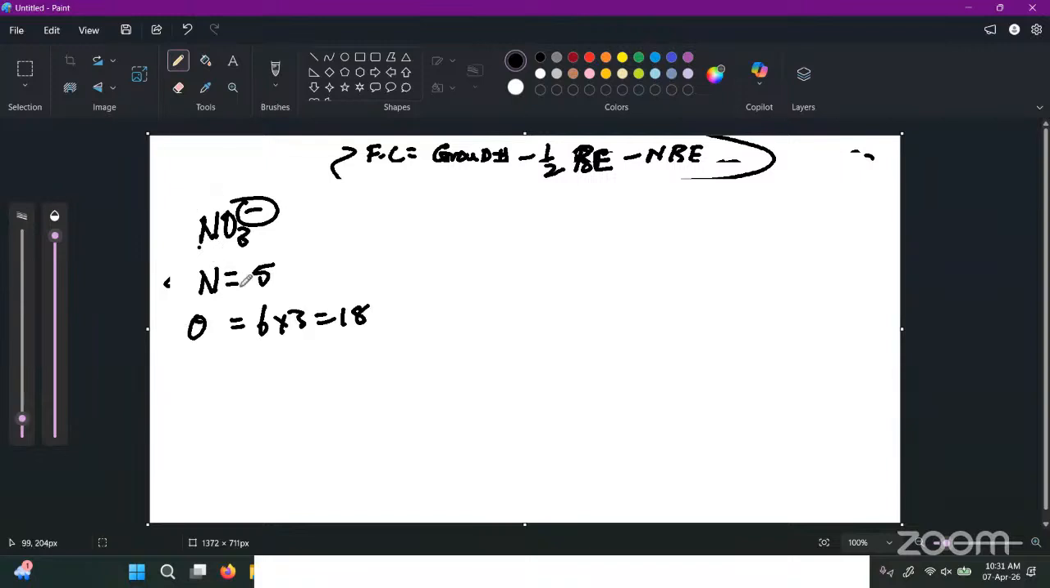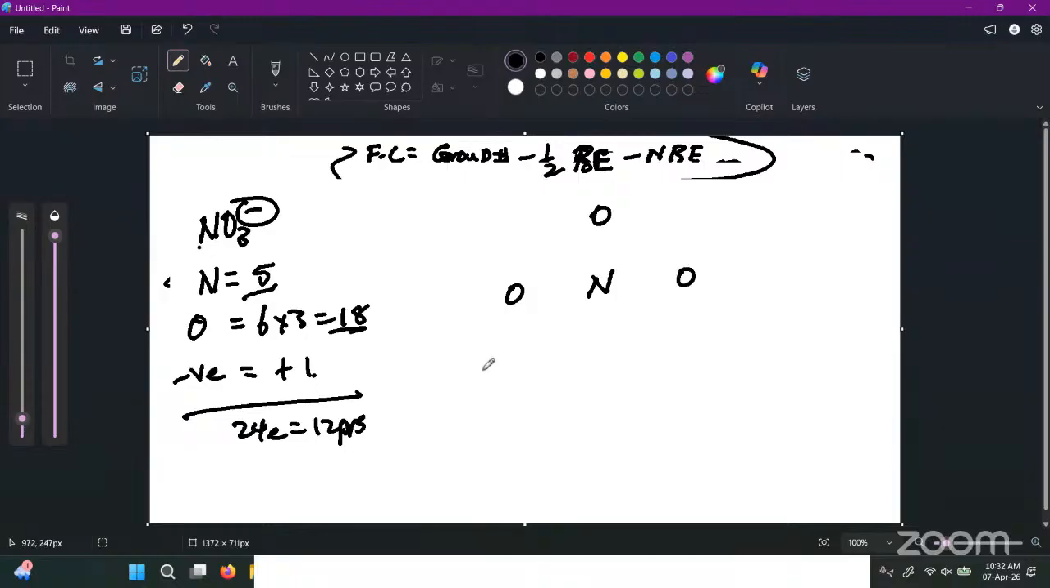So in this case, in addition to the 5 and the 18 electrons that we have here, because of the negative charge, we need to add 1 more electron. So the total number of electrons involved here would be 24 electrons, which would be equal to 12 pairs. And then we do like we did before: we put the nitrogen in the middle, surrounded with the oxygens, and then we put the bonding pairs 1, 2, 3, then 4, 5, 6, 7, 8, 9, 10, 11, 12. So we have assigned all 12 pairs of electrons.